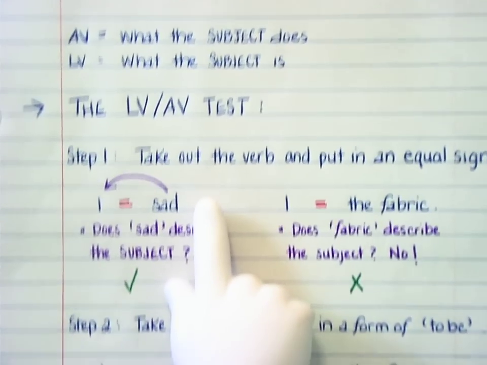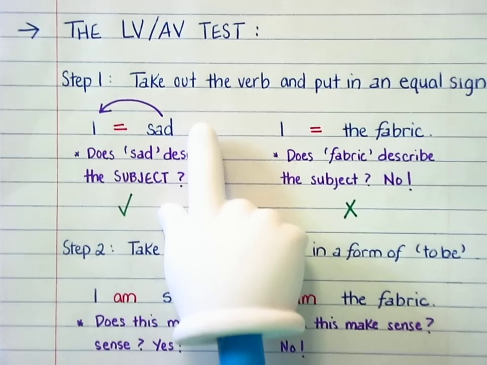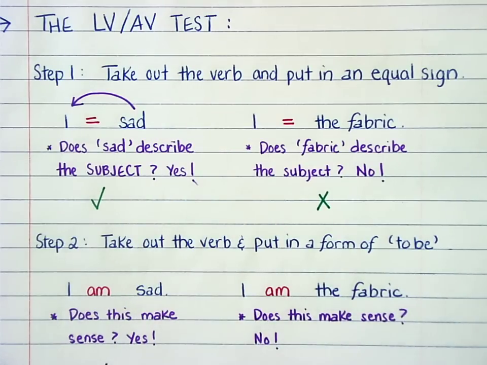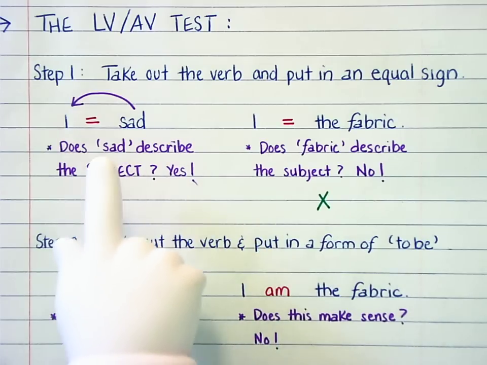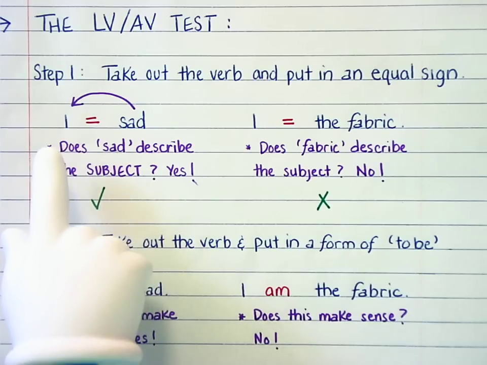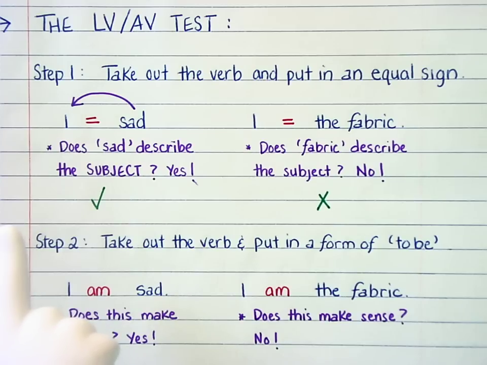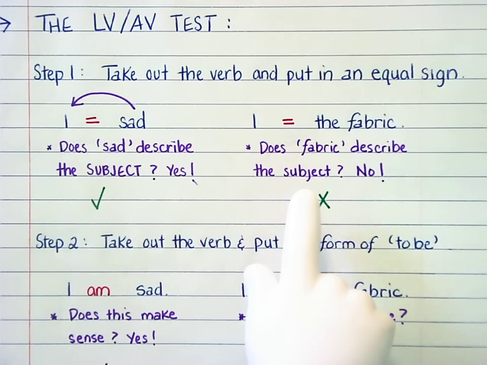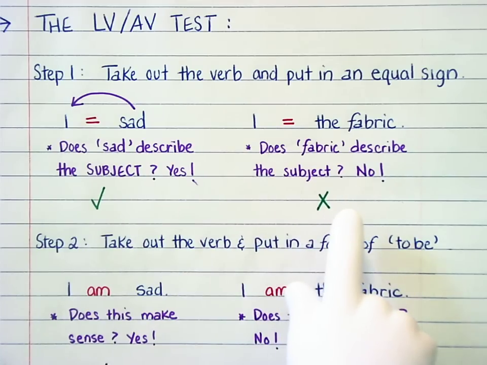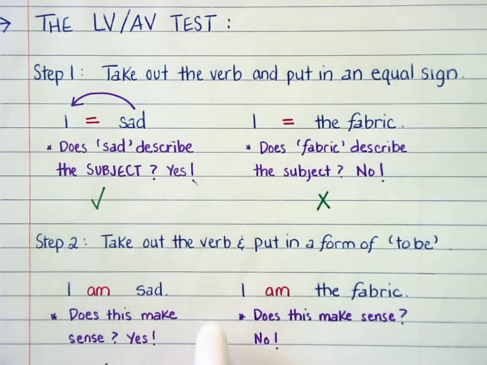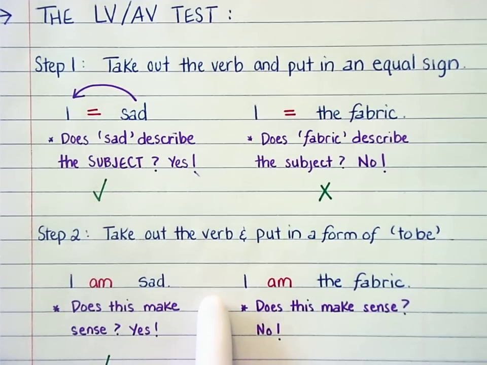Good news is, there's a test that you can use to help determine whether or not the verb in question is a linking verb or an action verb. It has two major steps. Step 1, take out the verb and put in an equal sign. So in the sentence, I feel sad, if we take out the word feel and put in an equal sign, it says I equals sad. Does sad describe the subject? Yep. So this passes the first test. I equal the fabric does not pass the test because fabric is not describing the subject, I. It must pass both tests in order to be considered a linking verb.